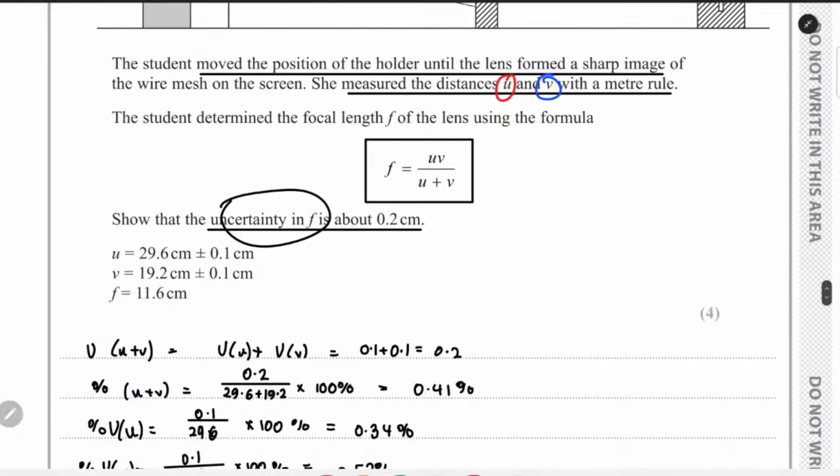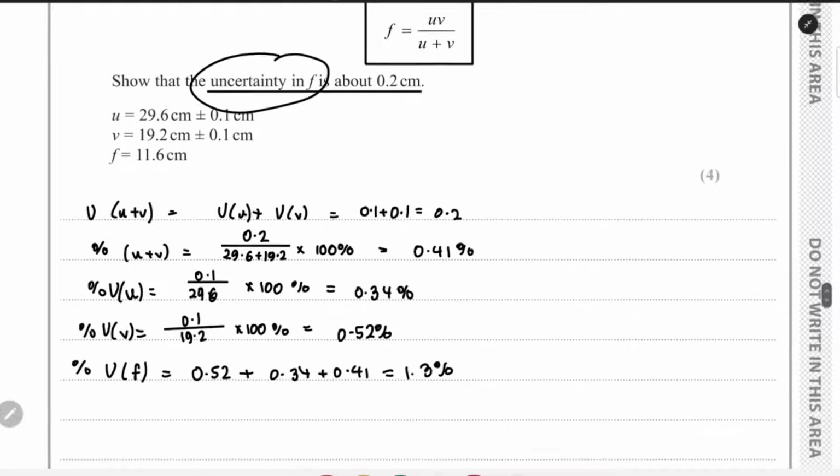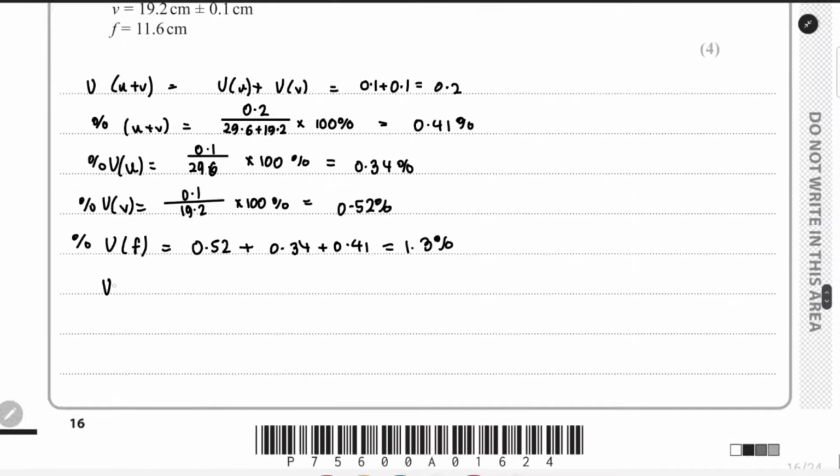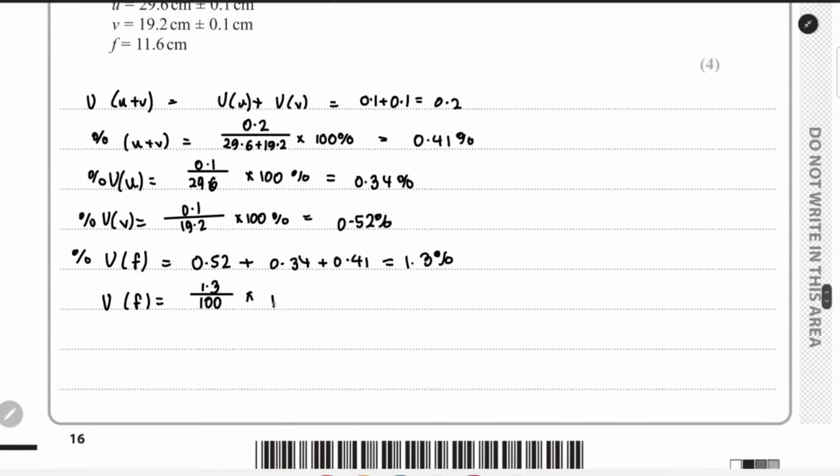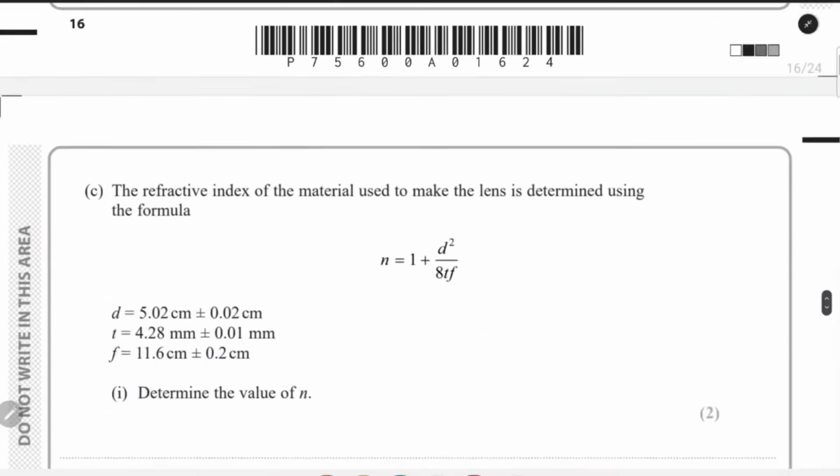We want the uncertainty in f, not the percentage uncertainty. So the uncertainty in f would be the percentage uncertainty, so 1.3 by 100 multiplied by the value of f, which is 11.6. We'll get a value of 0.15 centimeters from here, which is about 0.2 centimeters.